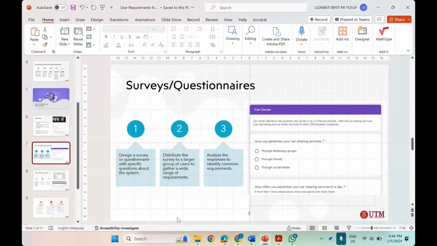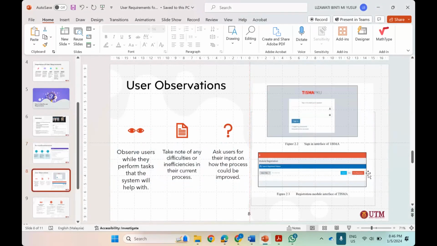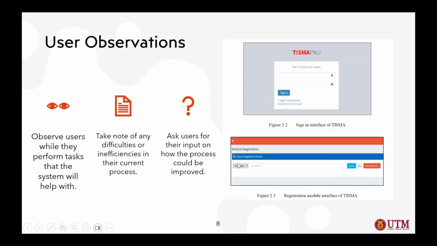Okay, so this one, surveys or questionnaire. Next thing is the user observation. Sorry, this one is not the user observation, I think this one, because I just copy. This one is only from the user observation. Okay, so you just go there.